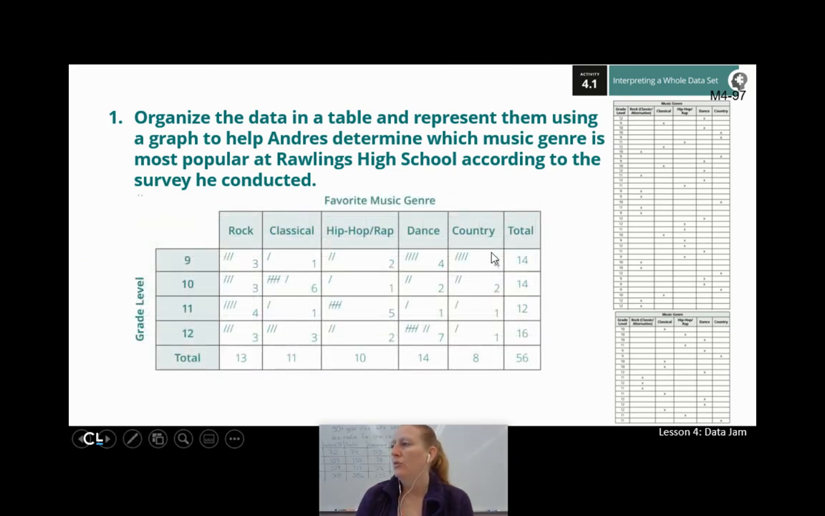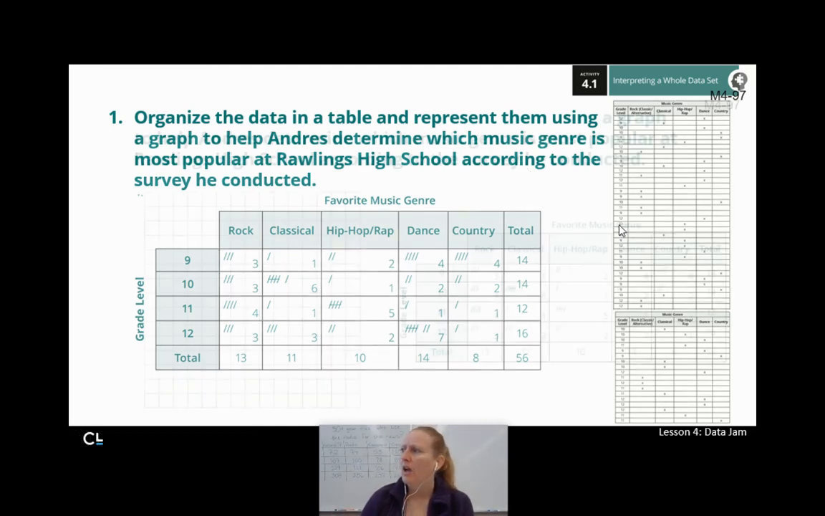So 3, 1, 2, 4, 4, which added up to 14. 3, 6, 1, 2, 2, which added up to 14. 4, 1, 5, 1, 1, which added up to 12. 3, 3, 2, 7, 1, which added up to 16. So the total for rock was 13, the total for classical was 11, the total for hip hop and rap was 10. The dance total was 14, the country total was 8. And my overall total, whether I added it by grades or added it by music, was 56, which feels a little low. I feel like there should have been a bit more than that.